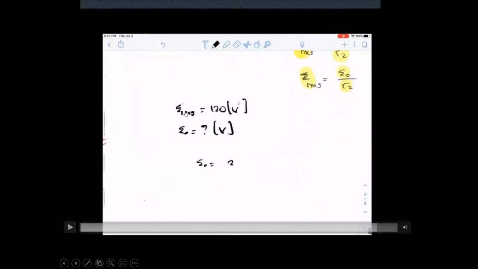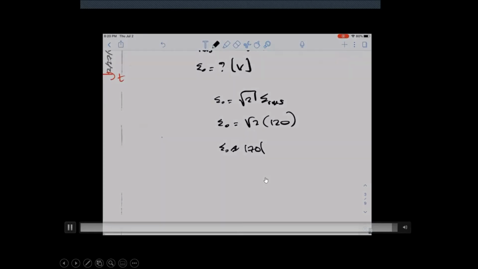The RMS value of the voltage that we get is 120. This is the non-zero average. This is what you're paying for. The maximum value is going to be 170 volts. So that's what we got.